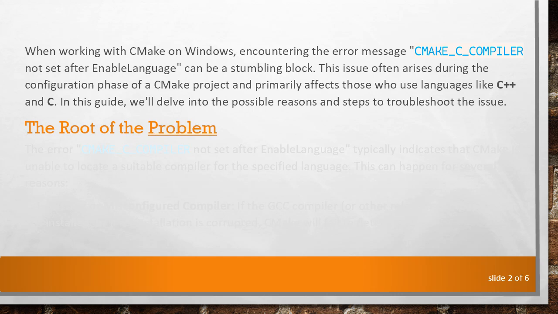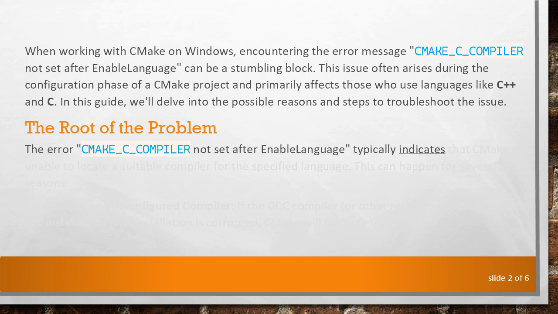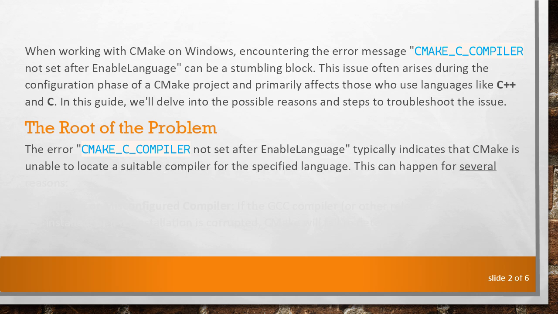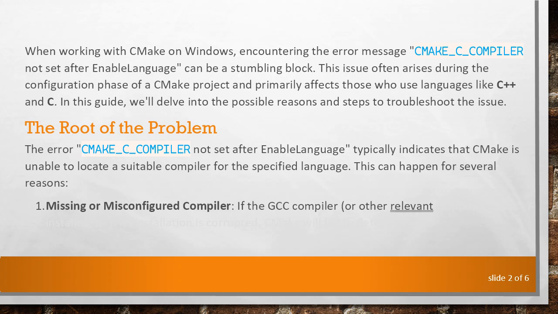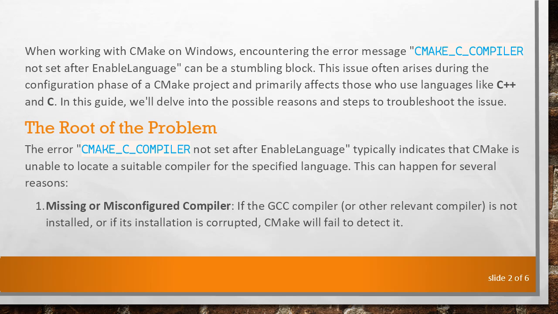The root of the problem. The error CMAKE_C_COMPILER not set, after enable_language, typically indicates that CMake is unable to locate a suitable compiler for the specified language. This can happen for several reasons. Missing or misconfigured compiler: if the GCC compiler or other relevant compiler is not installed, or if its installation is corrupted, CMake will fail to detect it.